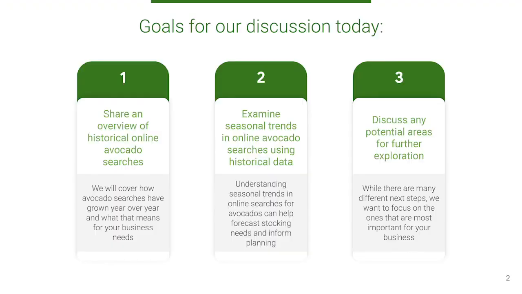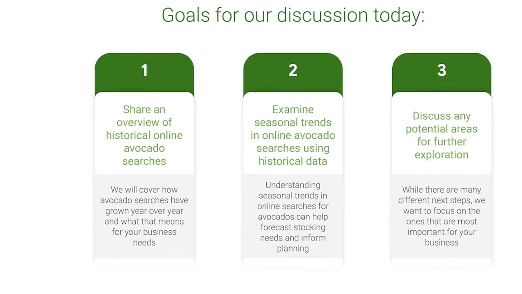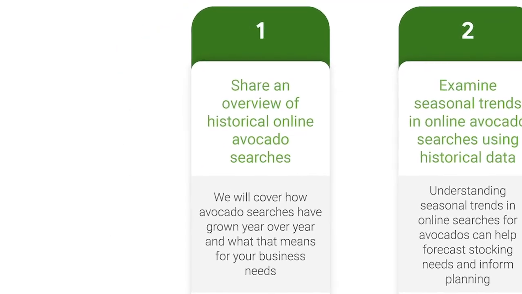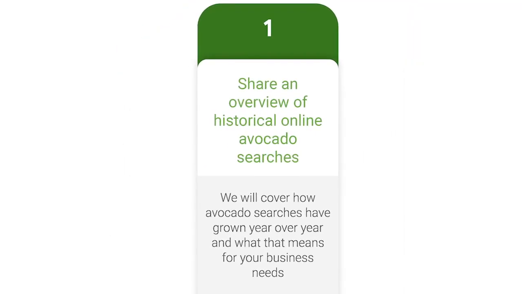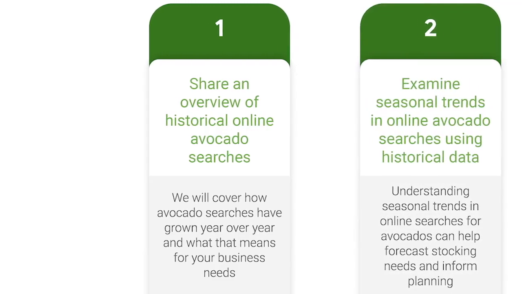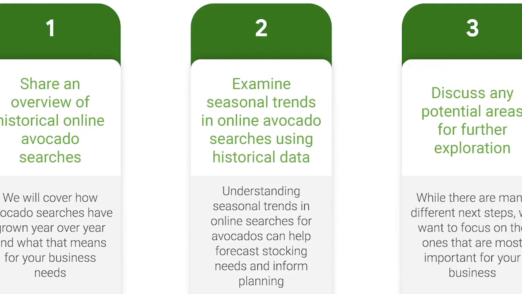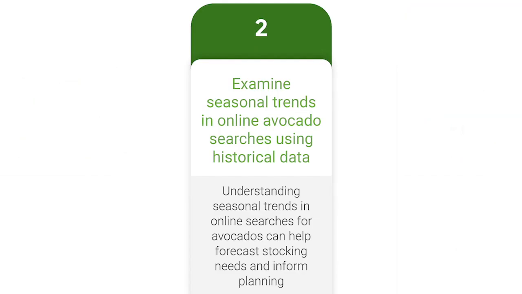Here, in this second slide, I've added goals for the discussion. It starts with share an overview of historical online avocado searches. Under that, a more detailed explanation. We'll cover how avocado searches have grown year over year and what that means for your business. Then, we'll examine seasonal trends in online avocado searches using historical data.